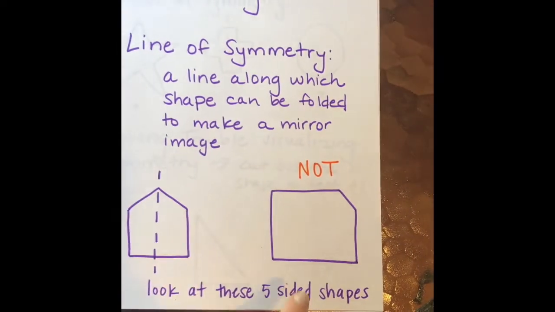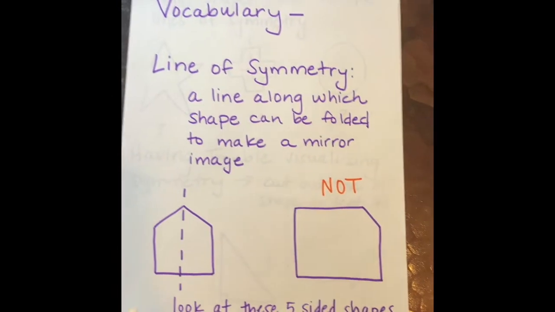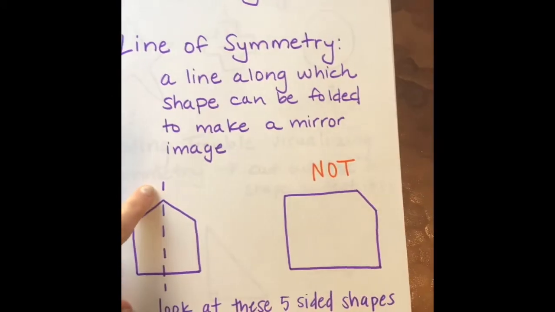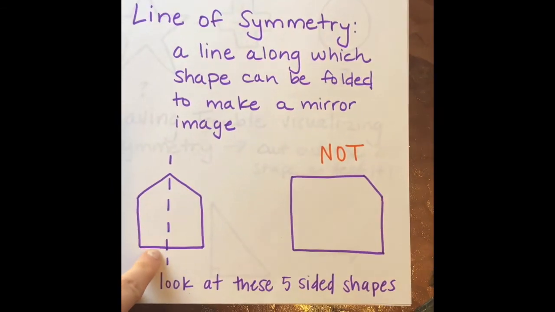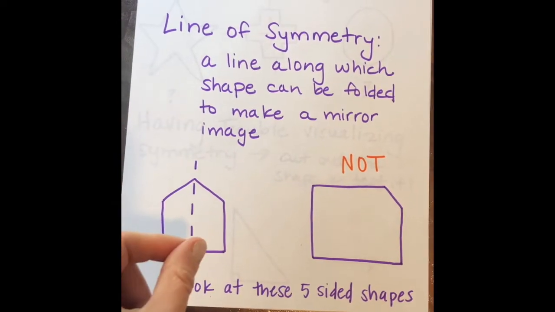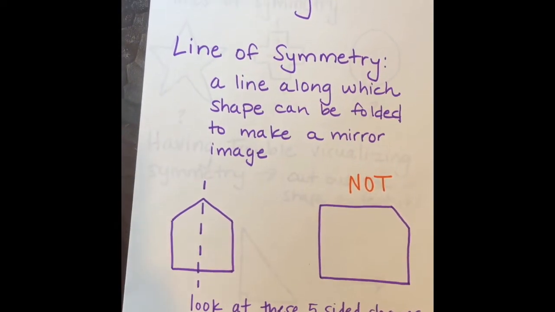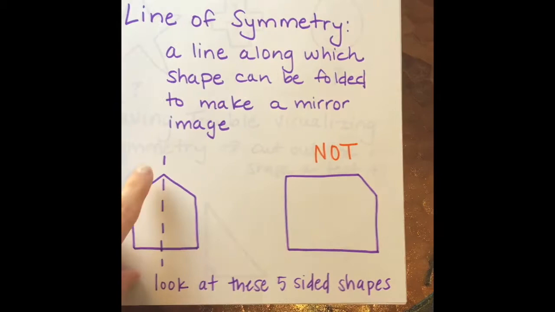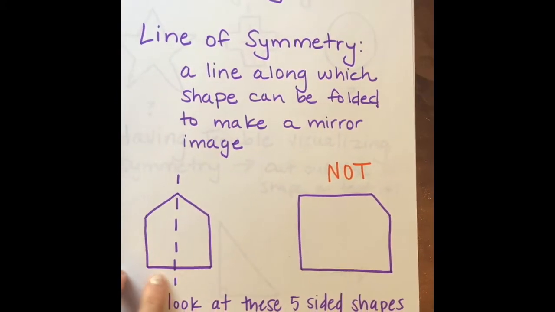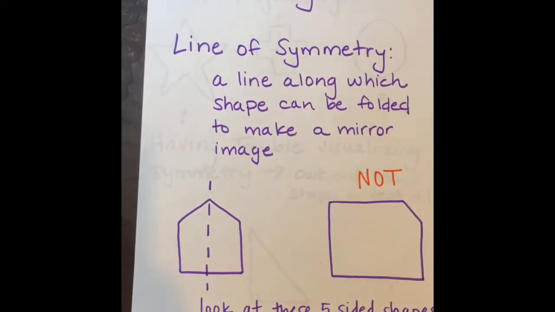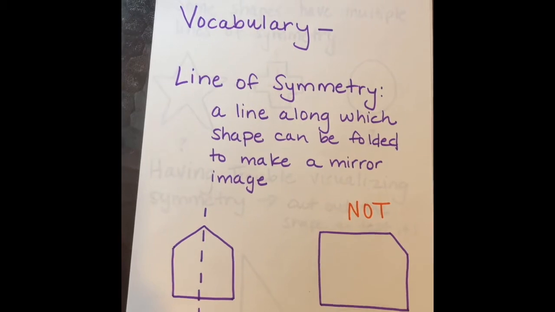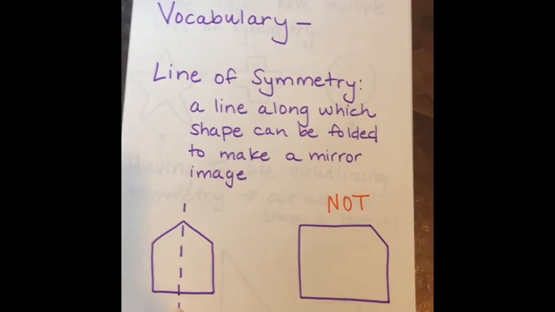Here we have two different 5-sided shapes. We have this one that kind of looks like a house. If we draw a line of symmetry, which is typically drawn with some dashed lines, if we folded this house in half, both sides would equally match. This line would match up here, the sides would match together, the bottoms would come together to meet. So this particular image here has one line of symmetry.